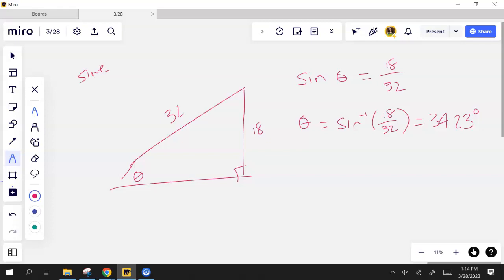Depends on what you're given. And these we're not solving all the way. We're only finding the piece of information they ask us to find.